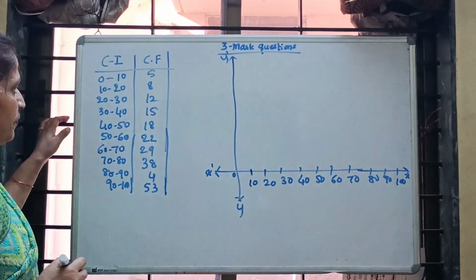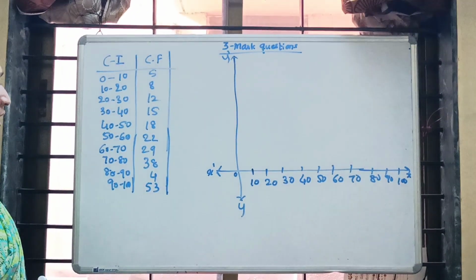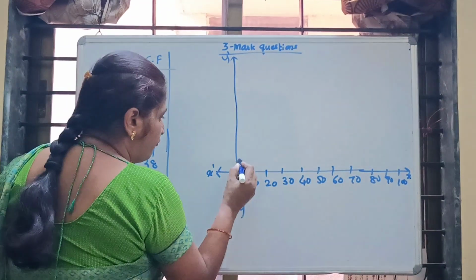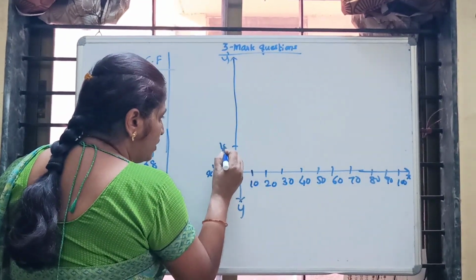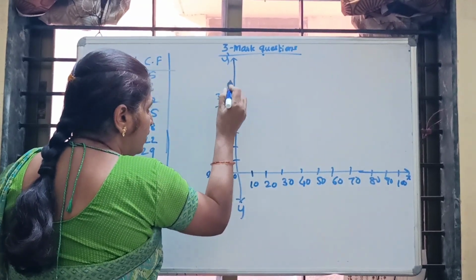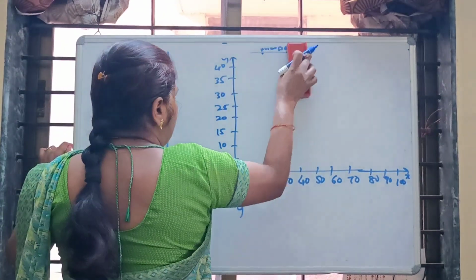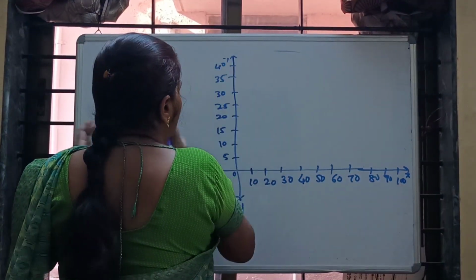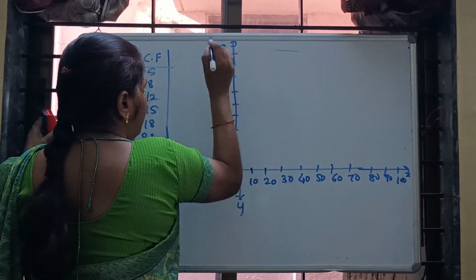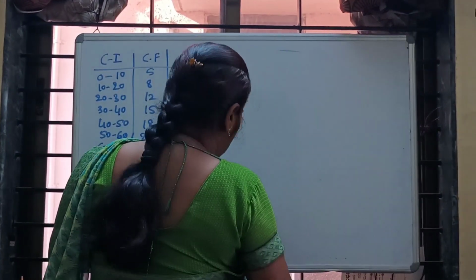On the y-axis I have taken values starting with 5, ending with 53. You can go with anything, 4, 8 like that, or 5 like that. I am starting with 5, 10, 15, 20, 25, 30, 35, 40, 45, 50, 53. There is not much space. Once again, children, I will construct this.